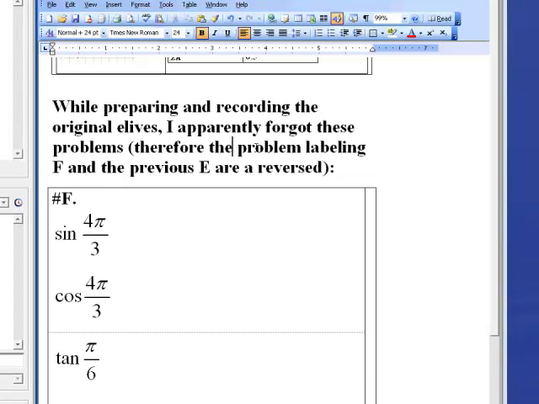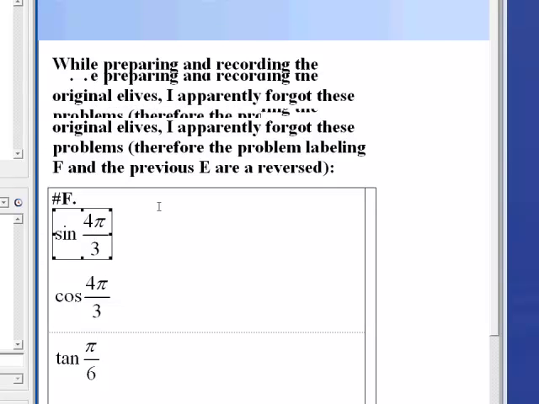Welcome to this add-on to the problems from section 3.2. Apparently, when I originally recorded this, I had forgotten a few problems, and the labeling is just slightly off. It's correct in the script now. In the previous eLive, it's slightly off, but here it's correct. So anyway, here are the problems. It says, give the exact value for each of the following.